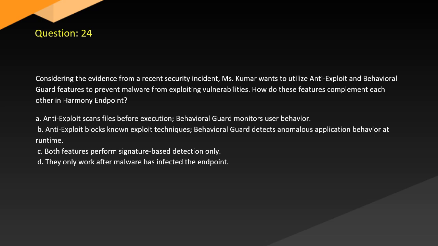Question 24. Considering the evidence from a recent security incident, Kumar wants to utilize anti-exploit and behavioral guard features to prevent malware from exploiting vulnerabilities. How do these features complement each other in Harmony Endpoint? A. Anti-exploit scans files before execution. Behavioral guard monitors user behavior. B. Anti-exploit blocks known exploit techniques. Behavioral guard detects anomalous application behavior at runtime. C. Both features perform signature-based detection only. D. They only work after malware has infected the endpoint.